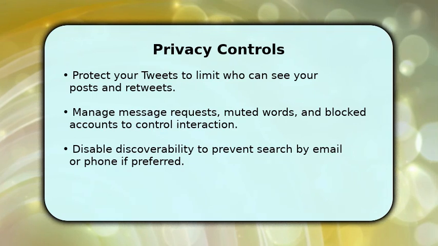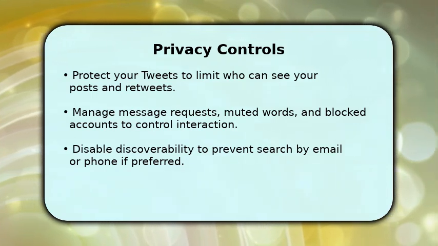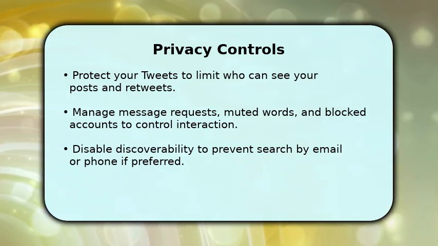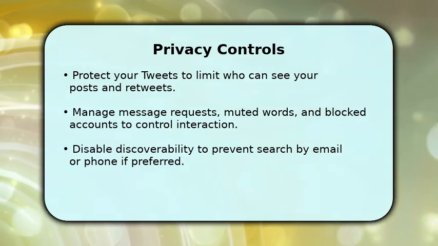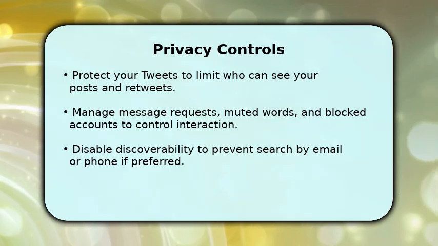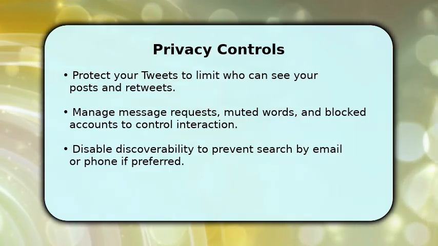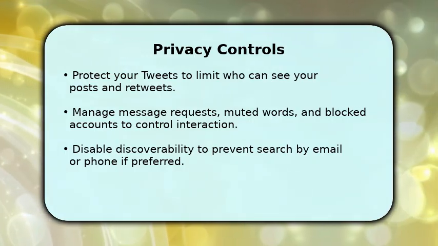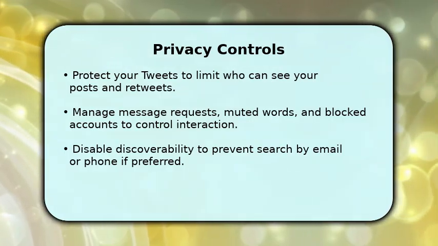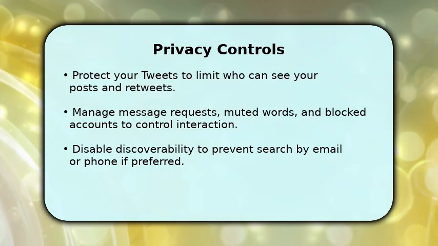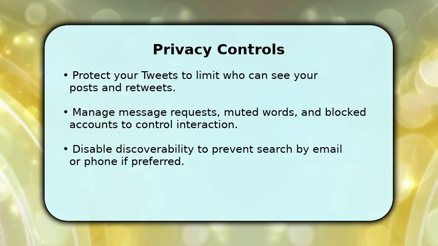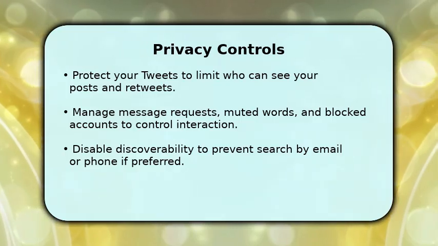Let's walk through privacy and safety options so you control who sees your tweets and messages. Start by selecting Protect your tweets to limit visibility. Manage message requests, muted words, and blocked accounts to shape interactions. Adjust discoverability so people can find you by email or phone if you want. Review ad personalization and data sharing to minimize tracking. Small changes here can make your account much safer and more comfortable.